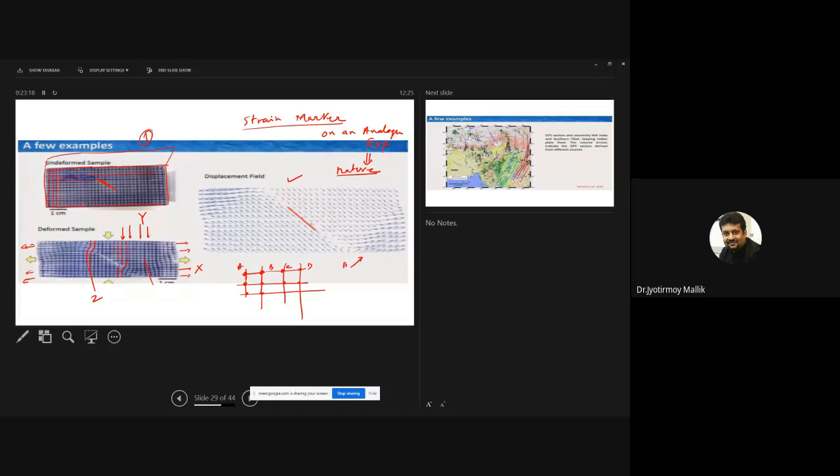Of course, this is a very primitive experiment, but the philosophy remains pretty much the same when you do numerical modeling as well as analog modeling to understand nature, deformation and kinematics. You need to put certain strain markers and observe the deformation of the strain markers in two quantities: one is its direction of displacement, as well as the magnitude of the displacement.